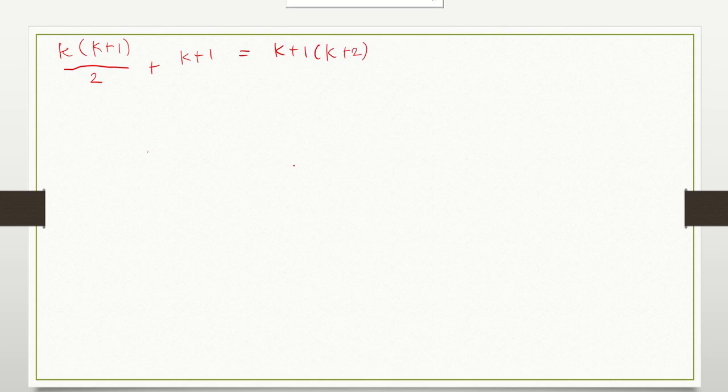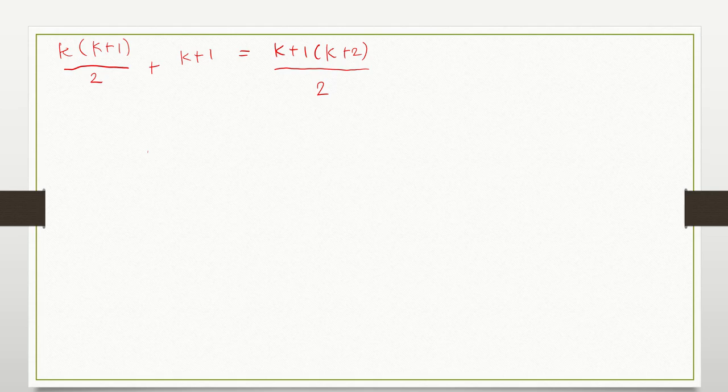Okay, on the next part, the remaining values are k times k plus 1, k times k plus 1 all over 2 plus k plus 1, which is equal to k plus 1 times k plus 2. For a moment, let me erase this. Okay, it is k plus 1 times k plus 2 there. K plus 1, k plus 2, all over 2. Okay, don't forget to write there all over 2.